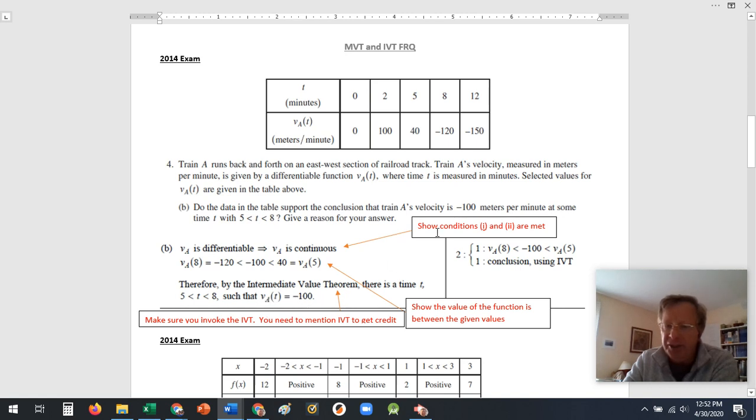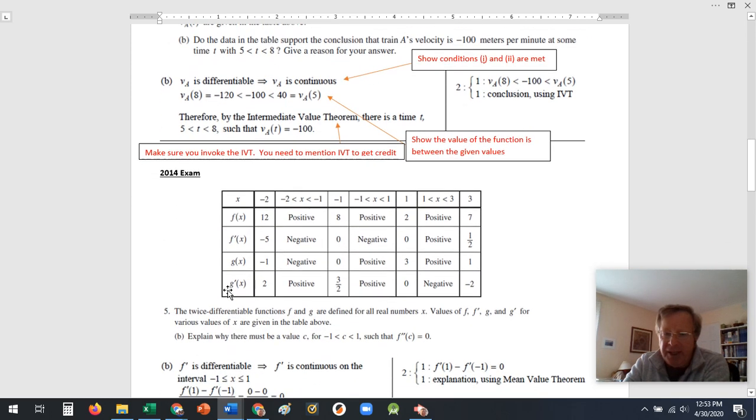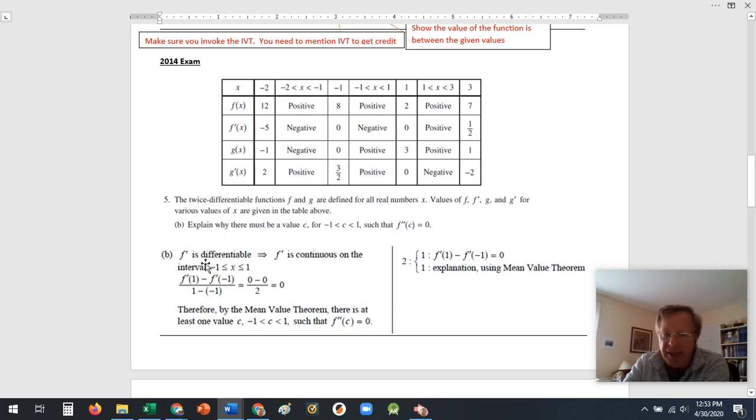So again, you got to show conditions 1 and 2 are met. You got to show that the value of the function is between the end values, and then you got to invoke IVT to get full credit. So guys, here's the other ones. You can see it's kind of the same thing over and over again.